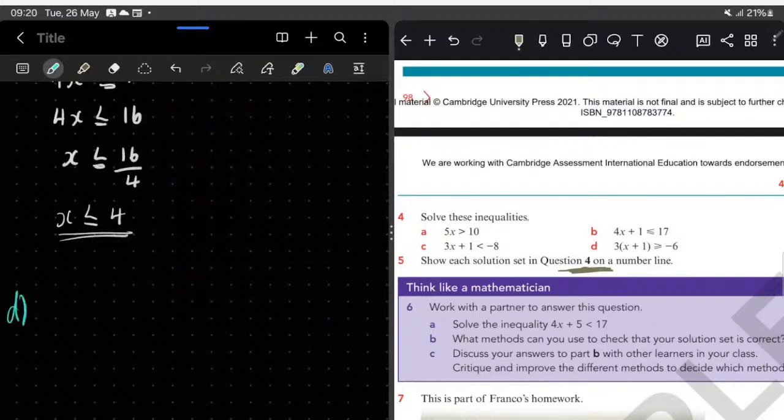Let's solve this one. 3x plus 1 less than negative 8.